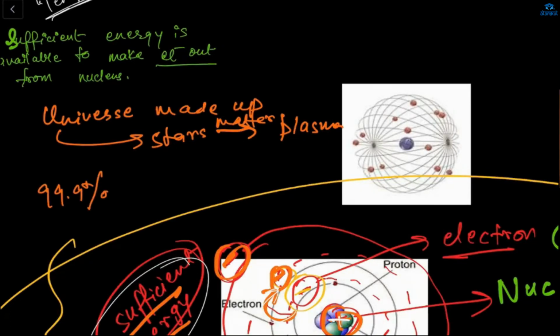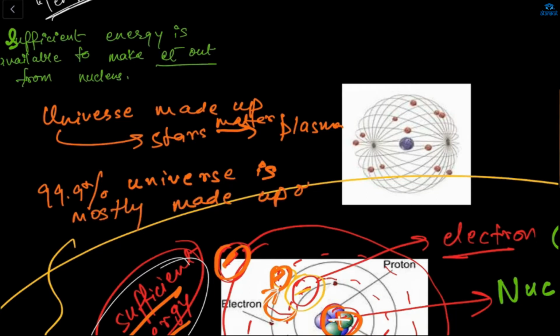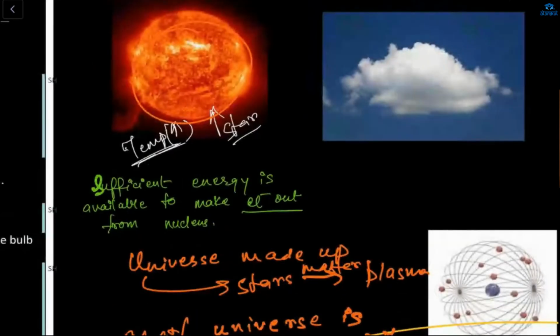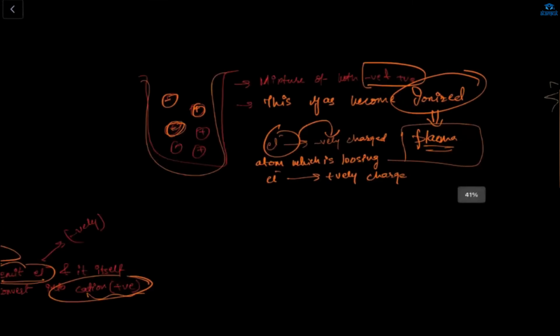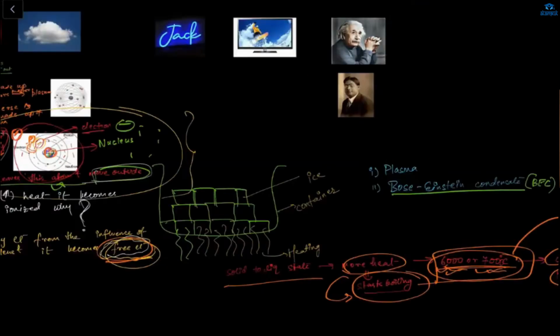Okay. Razi, any doubt here? No, ma'am. The universe is mostly made up of what? Plasma. Because this is a star. If this is getting more energy, then it will make my electron move out from the nucleus. And if my electron moves out, then what will happen? This gas becomes ionized, right?